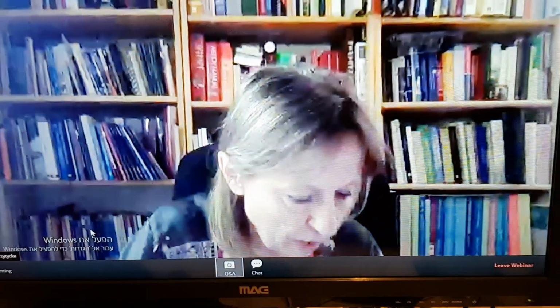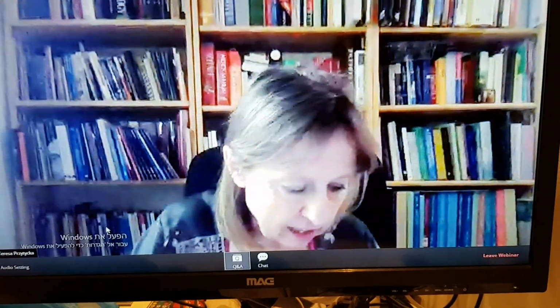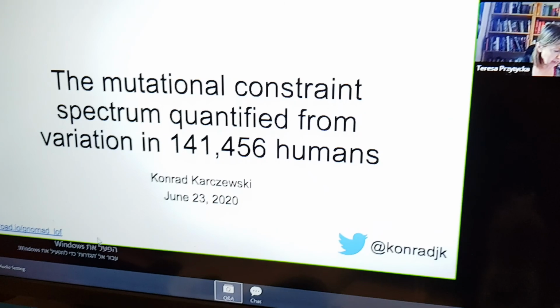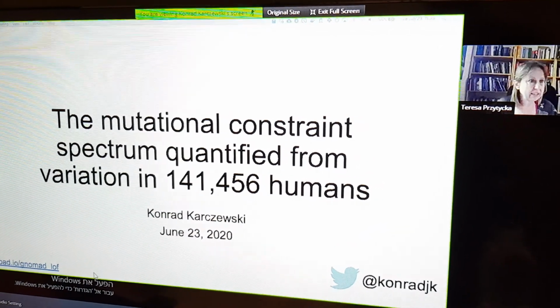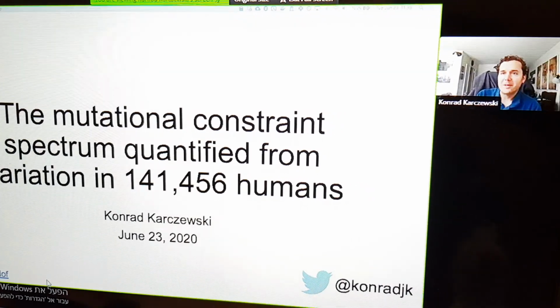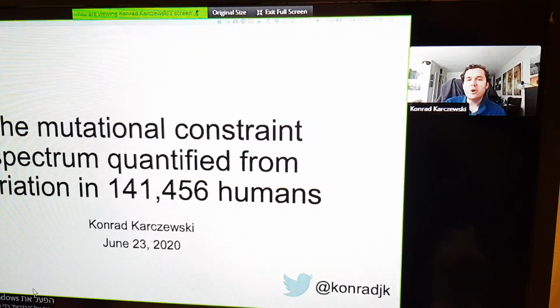So our next talk is a highlight talk. The mutational constraint spectrum quantified from variation in 141,456 humans. And the speaker is Konrad Karczewski. Okay, please come. Great, thank you. So I'm going to talk about work that I've been doing with the gnomAD Consortium.